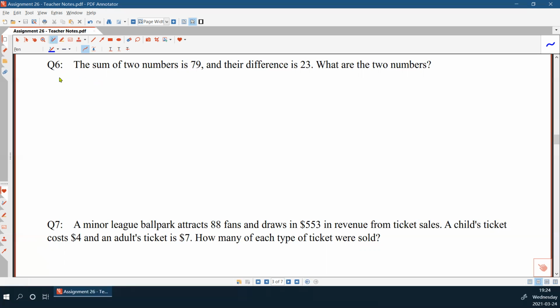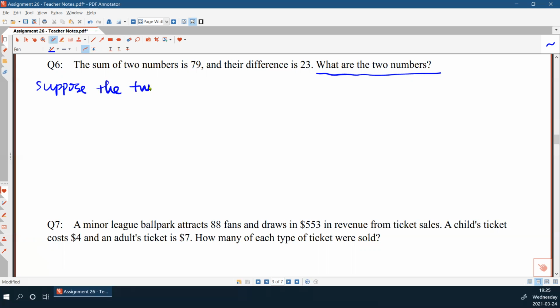Okay, so let's see number 6. Sum of two numbers is 79, and their difference is 23. What are the two numbers? Okay, so you want to know the two numbers here, right? We don't know their quantities, so we can use two letters to denote their quantities and try to solve for those two letters, right?